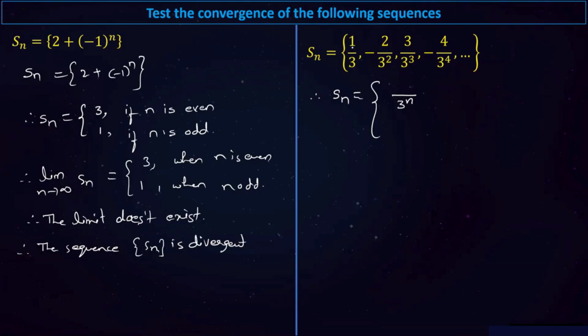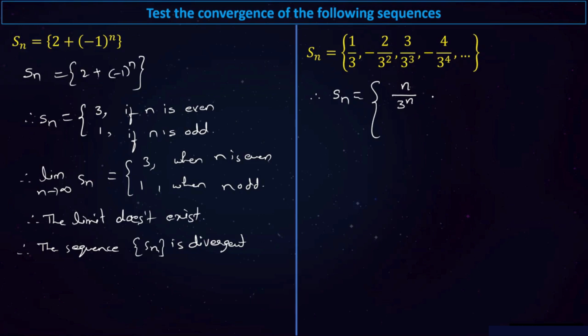And look at this, when it is 3 power 1, corresponding to that in the numerator you have 1. When it is 3 power 2, corresponding to that you have a 2 in the numerator. When it is 3 power 3, there is a 3. When it is 3 power 4, there is a 4. And in general, when it is 3 power n, we have n in the numerator. So the nth term looks like this, n divided by 3 to the power of n.